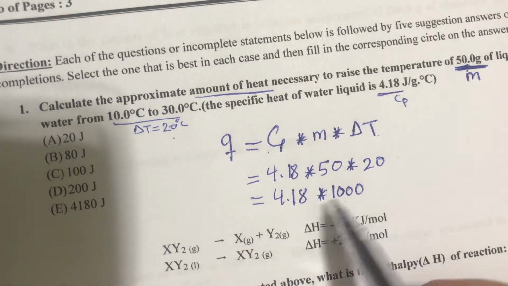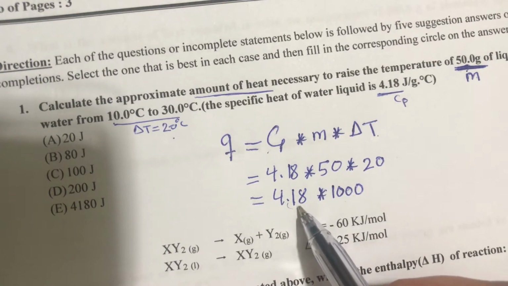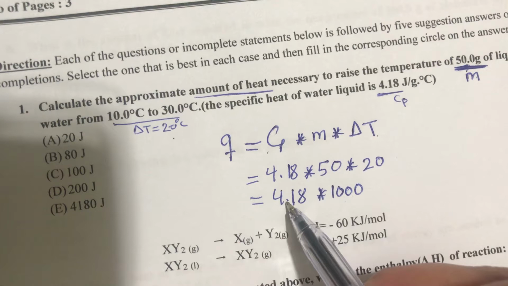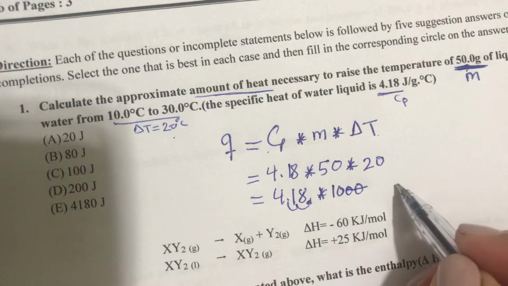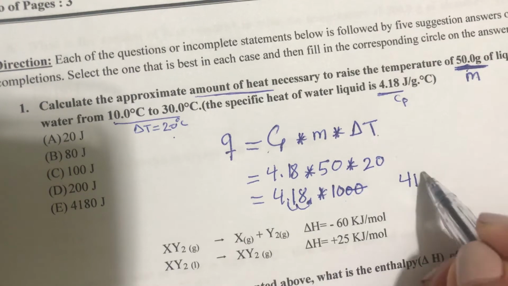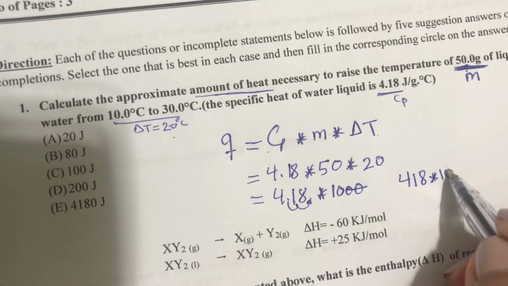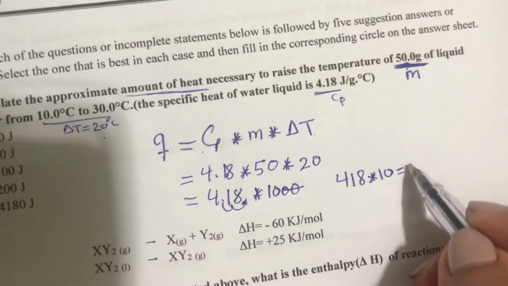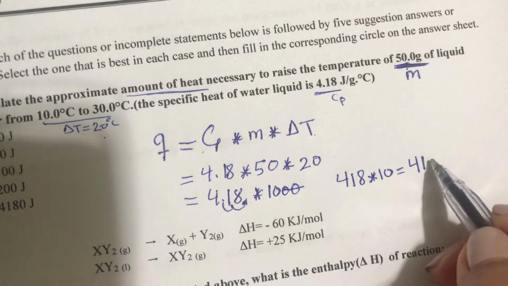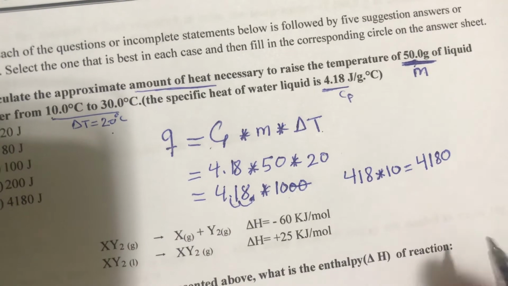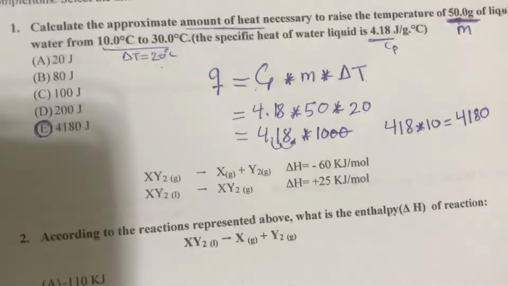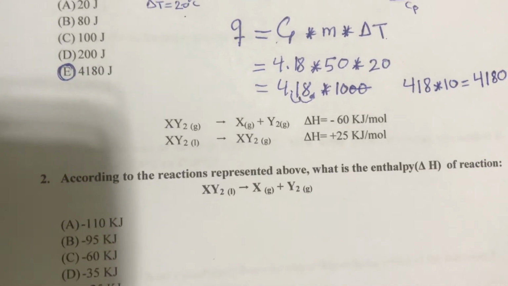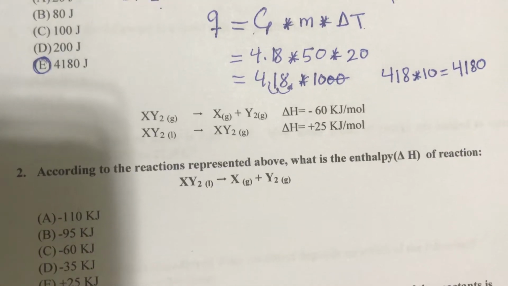So here you have to move the decimal 2 units. So the answer is 418 times 10, which is equal to 4180. So the answer is E. Now, question 2. According to the reactions represented above, what is the enthalpy of reaction?